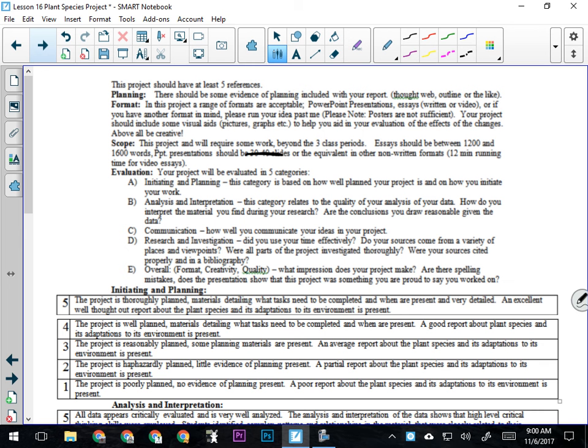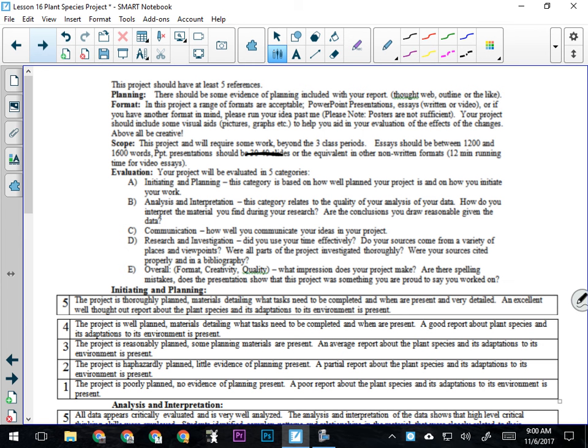So the 5 categories are the same as the toxin project. You get 5 marks for your planning, so your timeline, and then whichever of the other 2 you choose, the thought web or outline. Analysis and interpretation, so that's your research, your ideas, how cool is the information you found, etc. Communication, reading over your project, does it make sense? Am I able to follow your thoughts? I'm not stumbling over grammar and things like that. Research and investigation, so 5 marks for format and references and all of that.